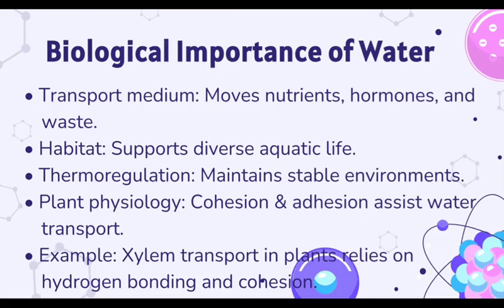The biological importance of water. Water is a transport medium, so it helps to move nutrients, hormones and waste. And it's a habitat. It supports diverse aquatic life. And it also helps with thermoregulation. It maintains a stable environment. And for plant physiology, it helps maintain cohesion and adhesion for water transport. An example is xylem transport in plants, which relies on hydrogen bonding and cohesion.